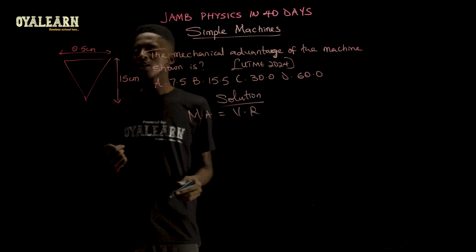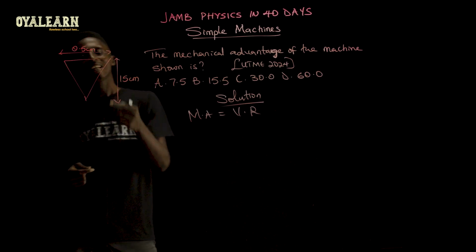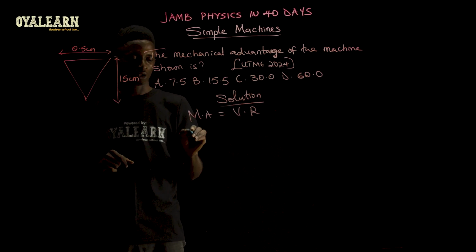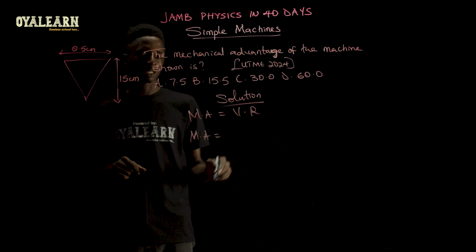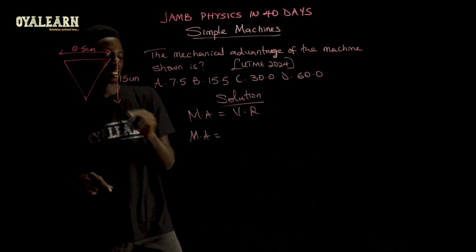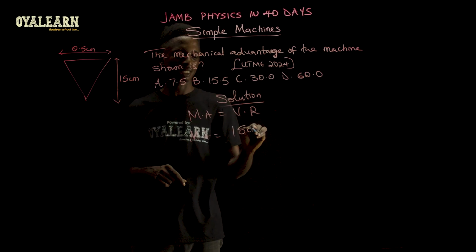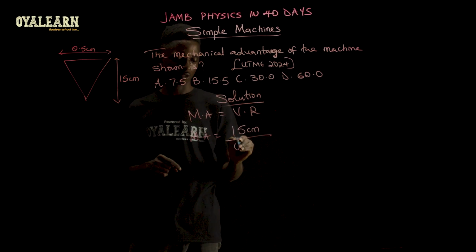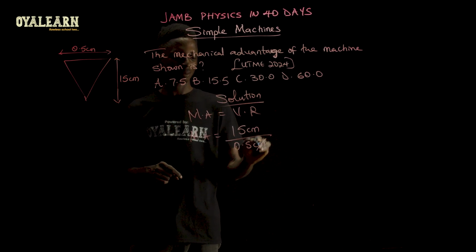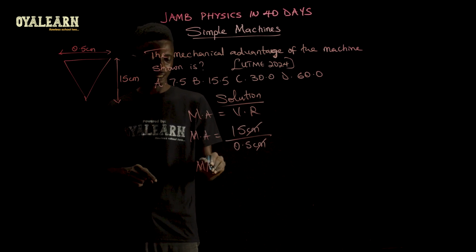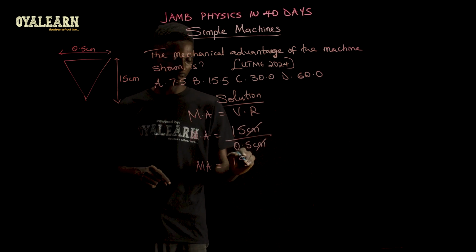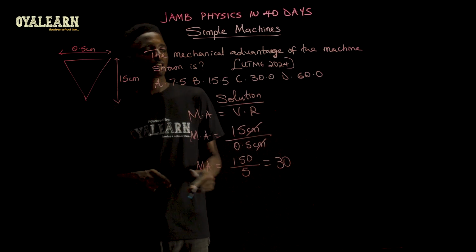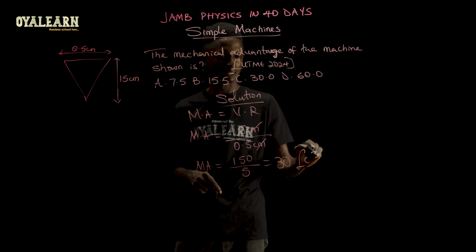And for a wedge, the velocity ratio is given as the length of the wedge divided by the thickness of the wedge. So we can then say our mechanical advantage equals the length of the wedge, which is this part that is given, so we have 15 centimeters divided by the thickness. The thickness is 0.5. So centimeter cancels centimeter. This can be written as 150 divided by 5. And this will give you 30. So the correct answer here is option C.